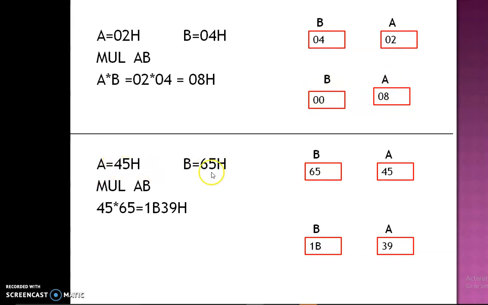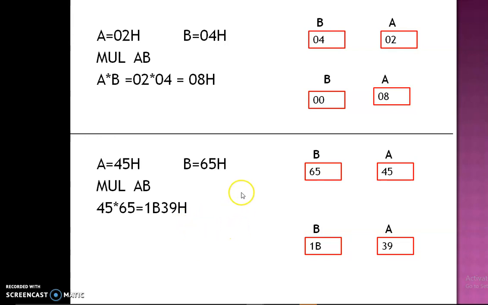If you take other data, accumulator is 45H, B register is 65H. Then if you do the multiplication, MUL AB, you may get 16-bit data, means 16-bit result. When you have 16-bit result, you will have 4 hexadecimal digits. 65H into 45H means 1B39H. So 4 digits are there in this result. So the lower byte bits are stored in the accumulator, and higher byte data is stored in the B register. So when you are using multiplication, you will get 8-bit result or 16-bit result.